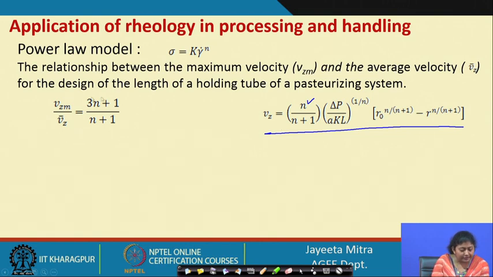So, the ratio of maximum to the average is this one, 3n plus 1 by n plus 1. So, if we know the value of n, we can get the idea in what ratio this will vary, and based on that we can decide how long the product should be there in the holding tube, or what will be the length of the holding tube.